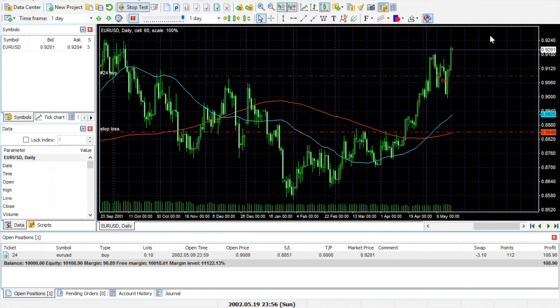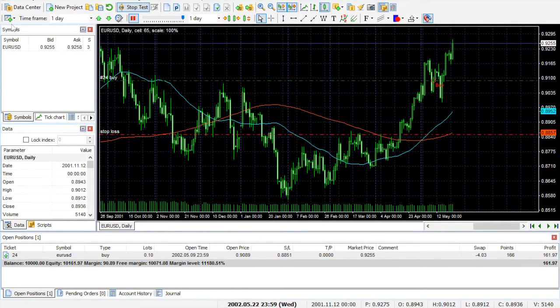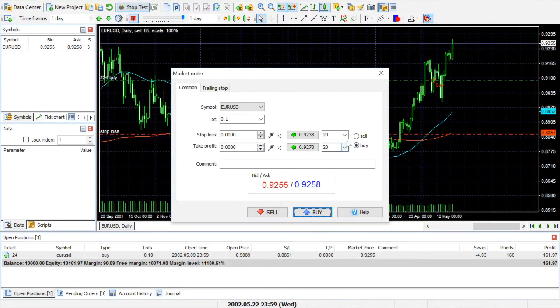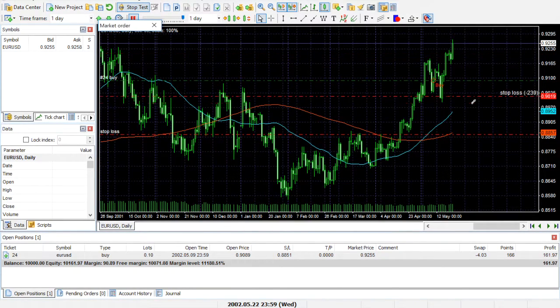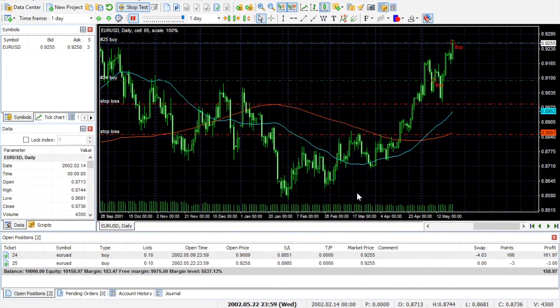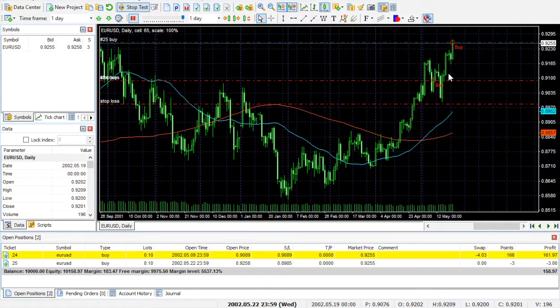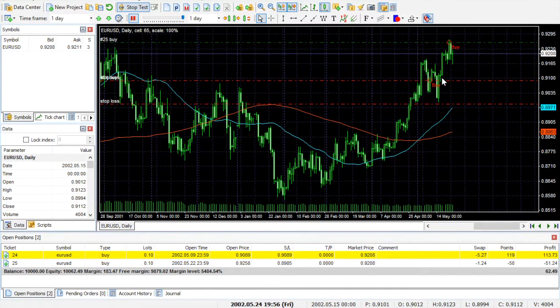Okay, as you can see, price has taken off in our direction. What I'm going to do now is look to add to the position, but only once price has started to pull back and we get another bullish confirmation. Like so. What I would do now is add to the position, stop loss just below the last swing low. I move the last trade stop loss to break even. And let's see how it pans out.